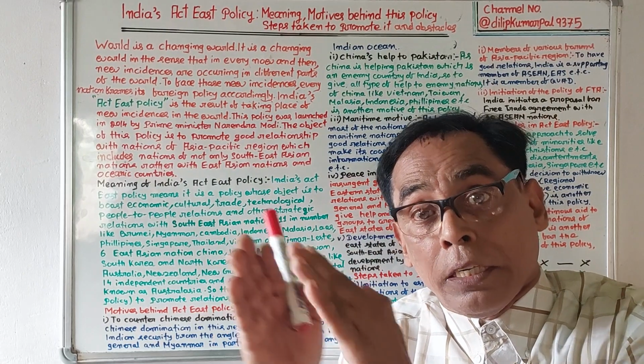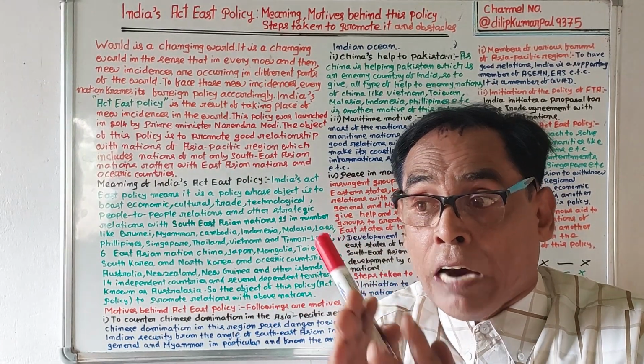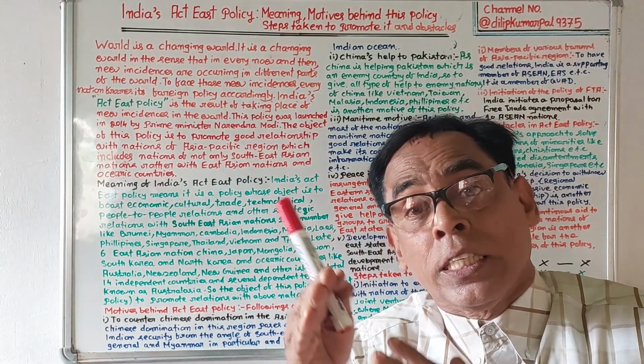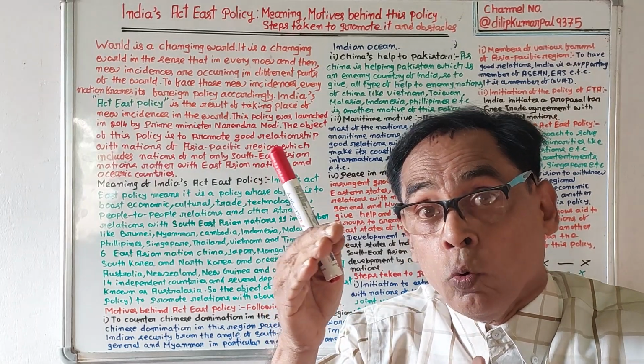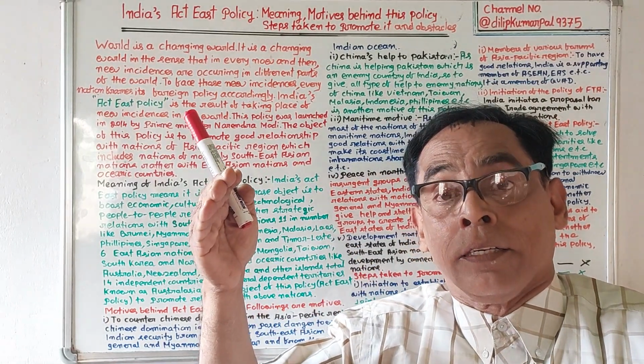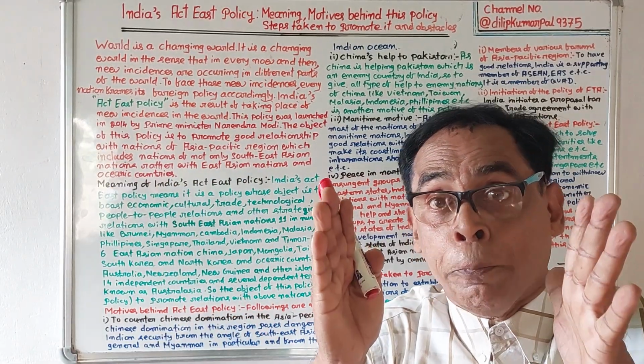Asia Pacific region means nations who are in Southeast Asia, nations who are in East Asia, and nations who are in Oceanic countries. They are 14 in number.